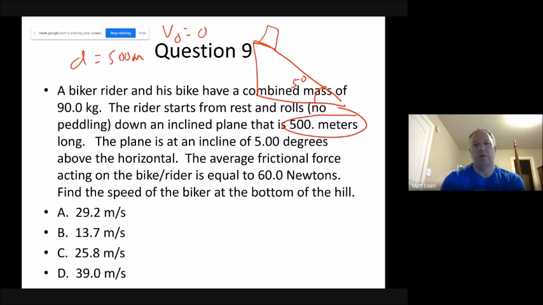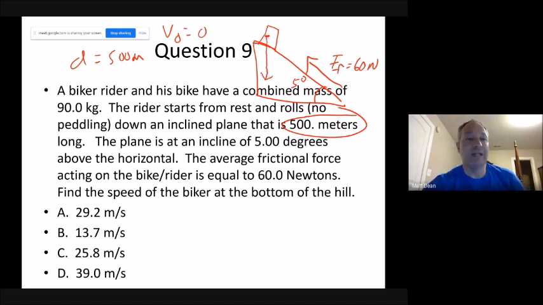So here's the deal. We need to know how much net force is acting on this guy. We know we have 60 newtons of frictional force acting up the plane. But we also know there has to be a force pushing the guy down the plane. And the easiest way to do that is to go to the center of the box, draw in the weight. We know weight acts straight down. So let's draw in the weight.